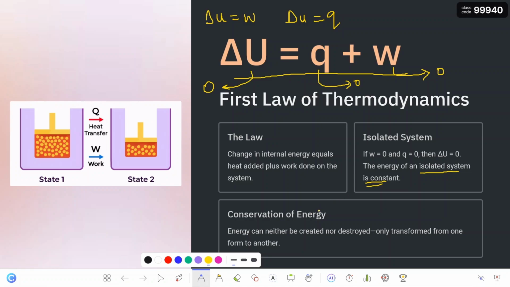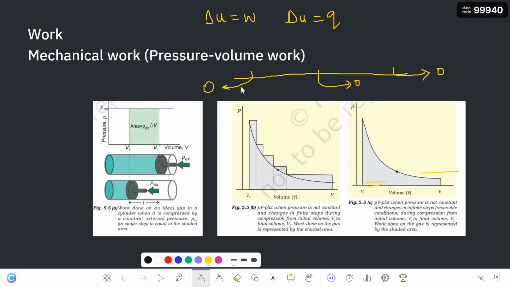You might have heard the first law of thermodynamics stated in another way. This is also another form. That means energy can neither be created nor be destroyed. It can be transferred from one form to another only. Unless there is heat or work, there won't be any change in energy. It will get transferred from one form to another only. So this is the first law of thermodynamics.